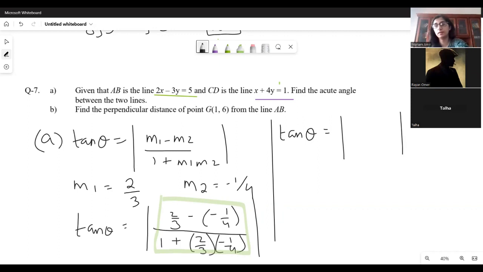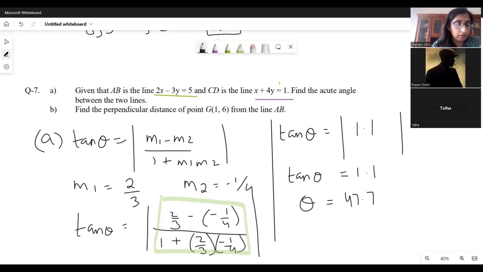What are we getting inside the modulus symbol? 1.1 is correct. Positive is what came, and then tan theta is equal to 1.1, and theta is equal to what? Tan inverse 1.1, which gives 47.73. Right. But we're supposed to round off the angle correct to 1 decimal place. So 47.7 will be the answer.